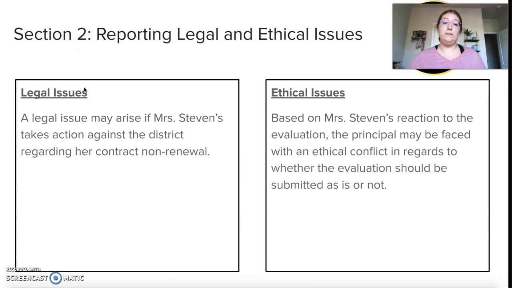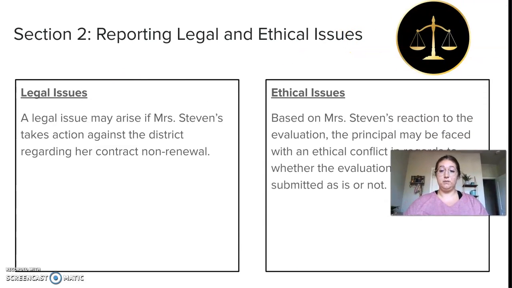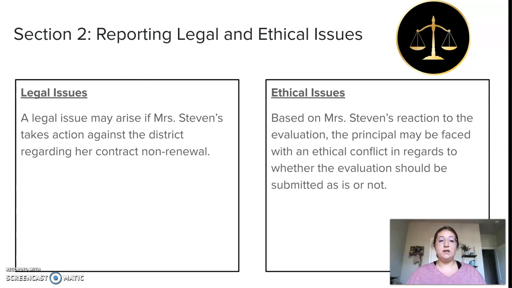Section 2 is focused on reporting legal and ethical issues. So some of the legal issues that could arise is if Mrs. Stevens takes action against the district regarding her contract non-renewal. So that could eventually become a legal issue. Ethical issues based on Mrs. Stevens' reaction to the evaluation. The principal may be faced with an ethical conflict in regards to whether the evaluation should be submitted as he has it or not.